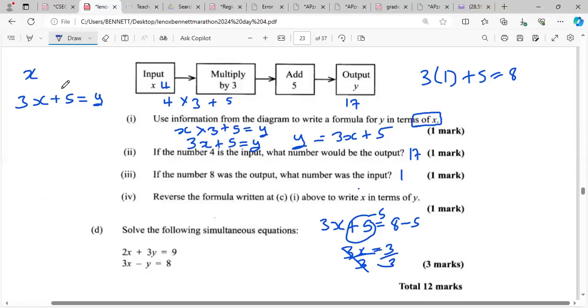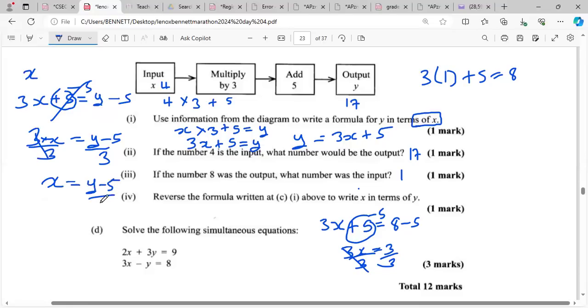So we get rid of this plus 5 by taking the inverse. So we minus 5 from both sides. And we are left with 3x is equal to y minus 5. We want to get x by itself, so we take the opposite of multiplication, which is divide by 3. So x is equal to y minus 5 over 3.